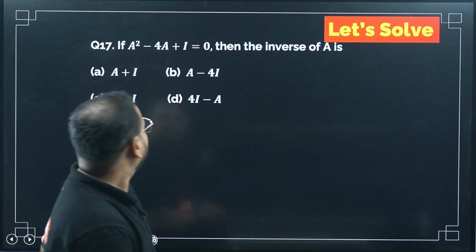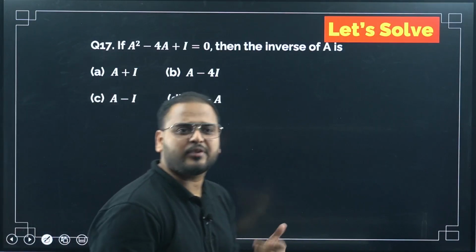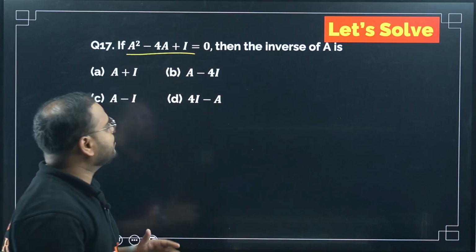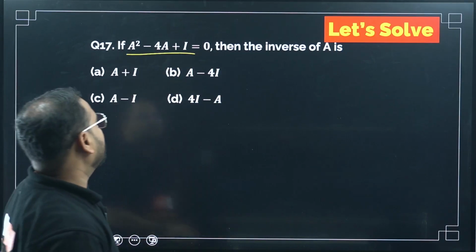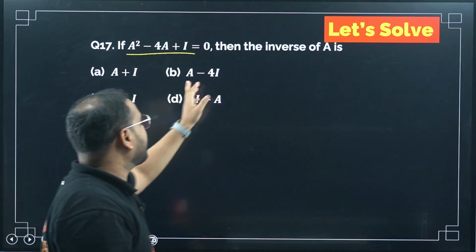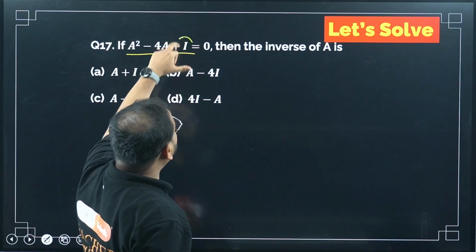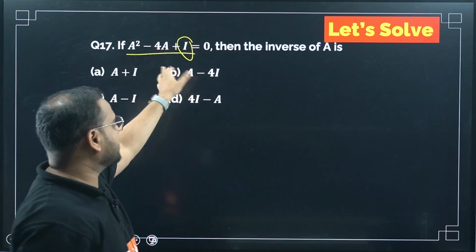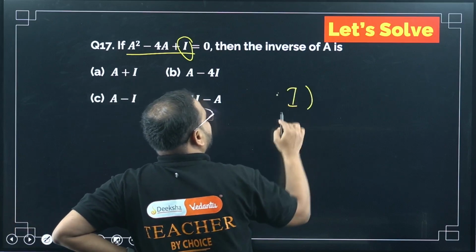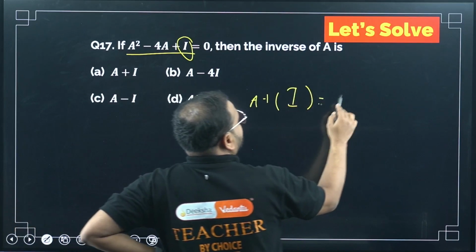17th problem. I think this is going to be among the last few questions, 17 or 18. If A square minus 4A plus I equals 0, then find the inverse of A. There is no data given, so I can't find the inverse using the adjoint. Some other way has to be there. I can get my inverse if I have just I and multiply it with A inverse. Think about it: if I have just I multiplied with A inverse, the answer is A inverse only.